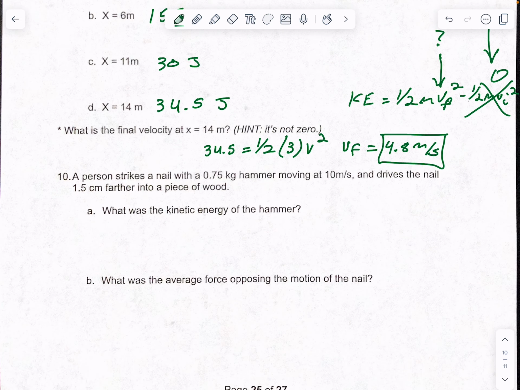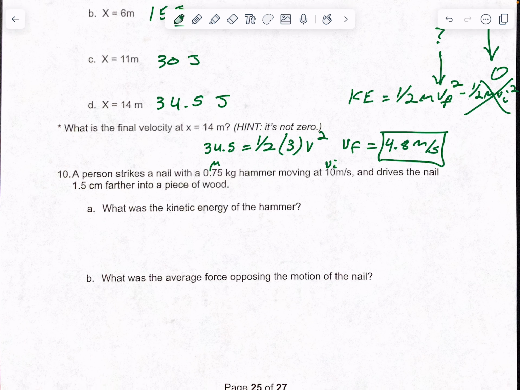Number 10. A person strikes a nail with a 0.75 kilogram hammer. There's your mass. Moving at 10 meters per second, there's your v_i. And drives the nail 1.5 centimeters into the piece of wood. So that is distance, but we're going to go ahead and fix that. Divide by 100. That's going to give you 0.015 meters. Make sure you're in meters.